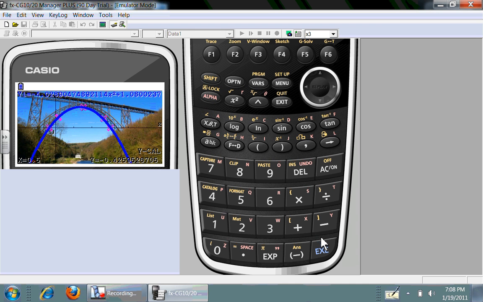What's my x value of 0.5? So there you have it. X value of 0.5. My scaling on here must be really small because I am going way off to the side there.